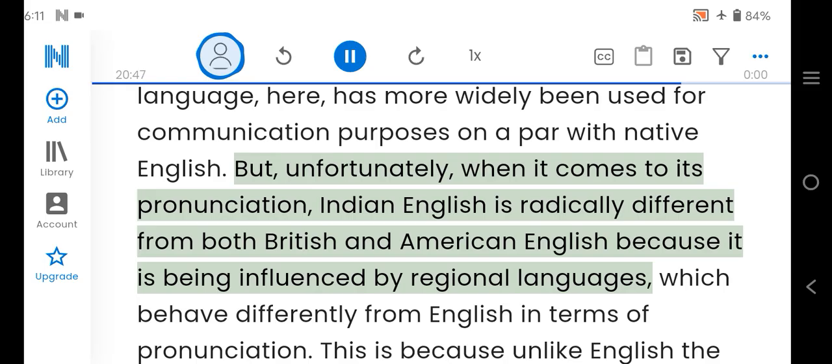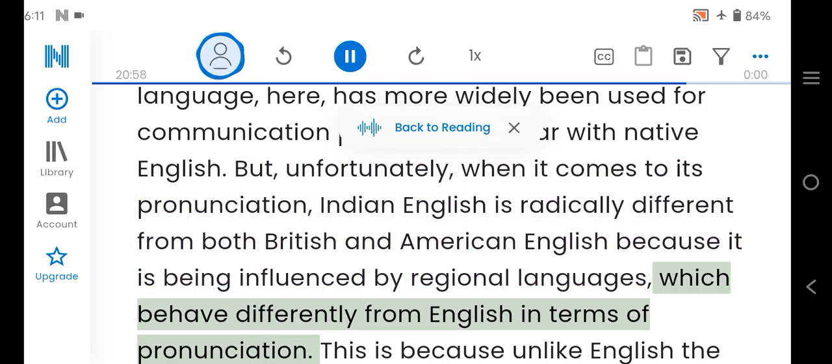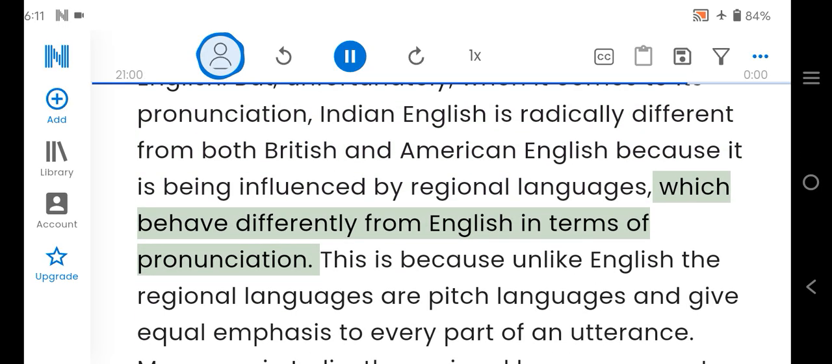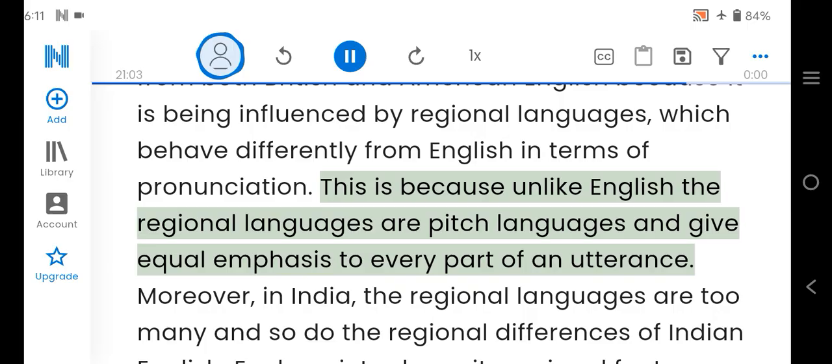But, unfortunately, when it comes to its pronunciation, Indian English is radically different from both British and American English because it is being influenced by regional languages, which behave differently from English in terms of pronunciation. This is because unlike English, the regional languages are pitch languages and give equal emphasis to every part of an utterance.